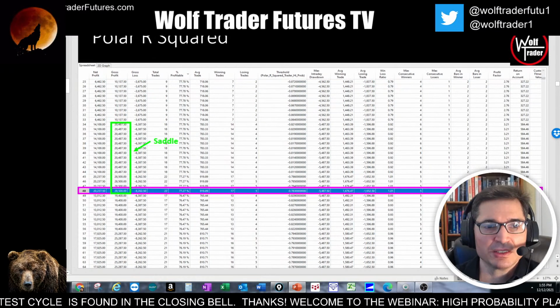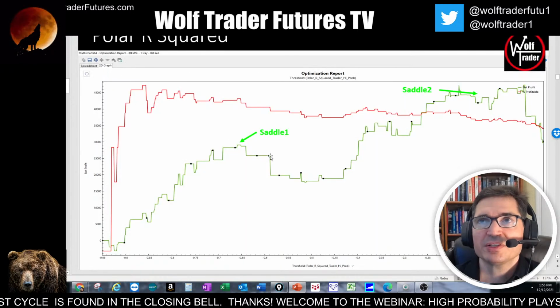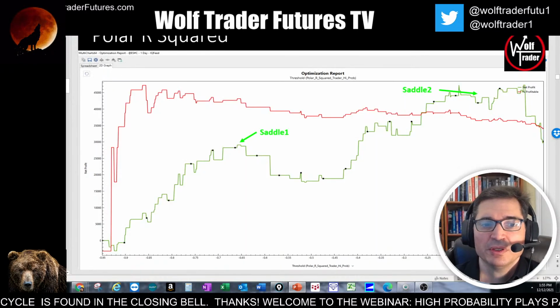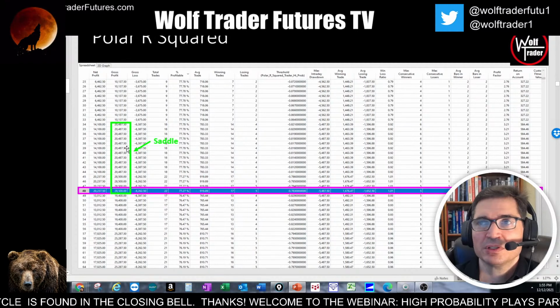Remember the saddle that we talked about? So I'm going to go back here. Remember this saddle here on the curve, the saddle point. So this is what the saddle looks like on the data here.